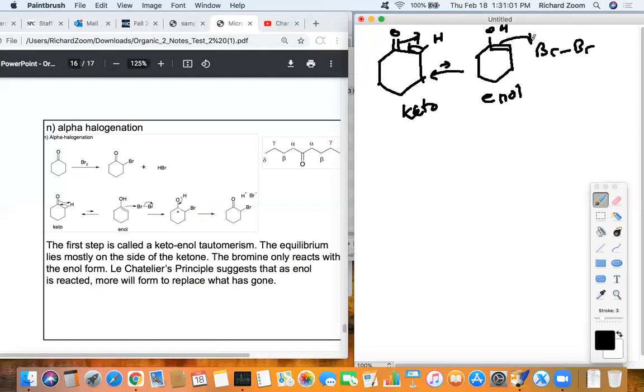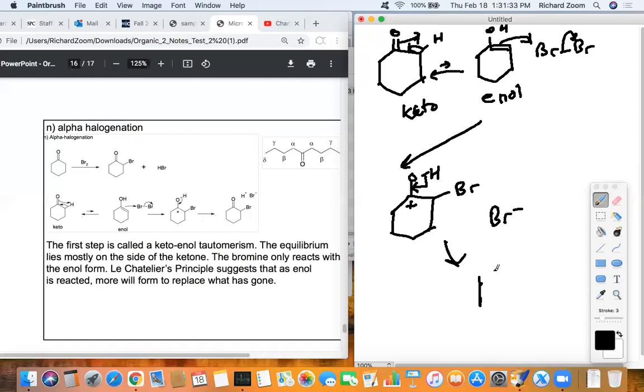Now that reacts with the bromine. We can end up getting the OH here with the bromine connected, but that leaves a positive charge on the C that's under the O, which can lose an H plus and turn into the ketone again, which is how we end up getting this product.